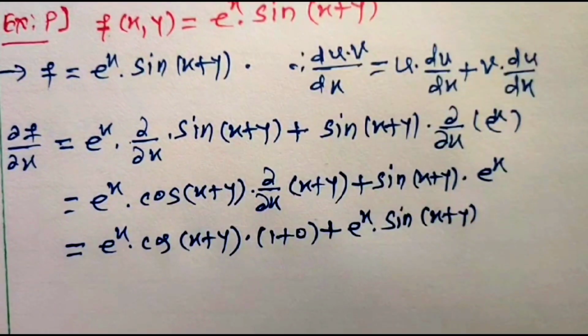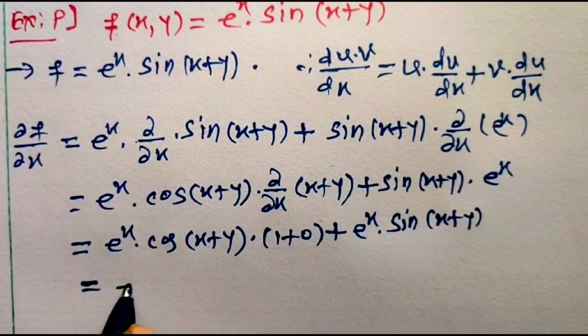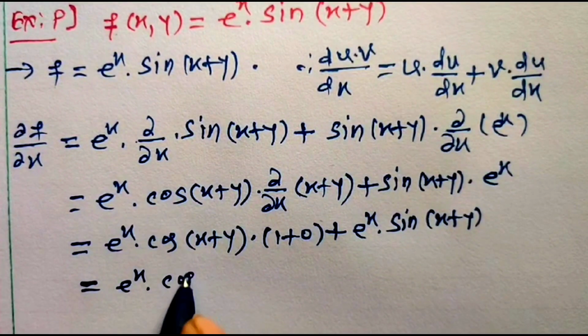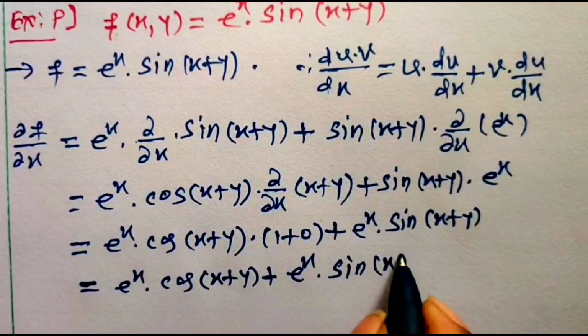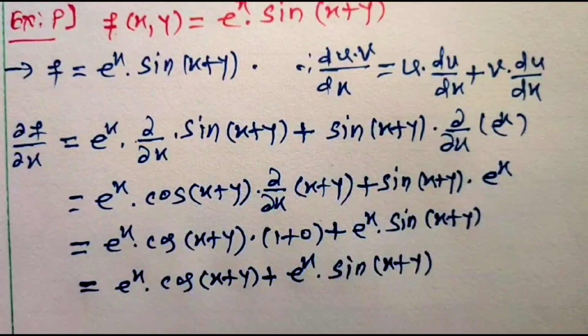So simplify this. This is equal to e to the power x into cos of x plus y plus e to the power x into sine of x plus y. This is the partial derivative of f with respect to x.